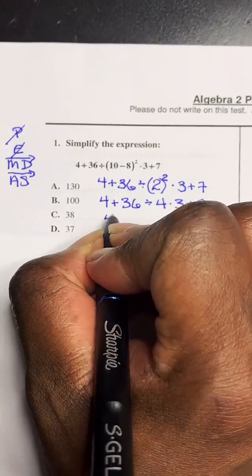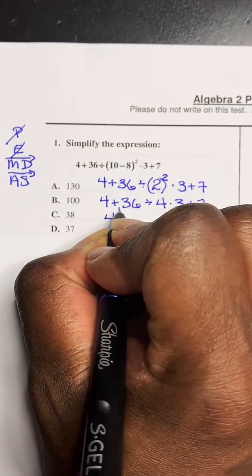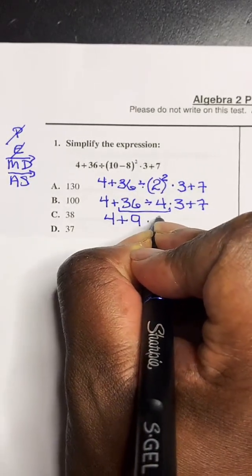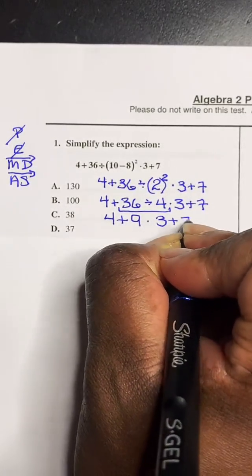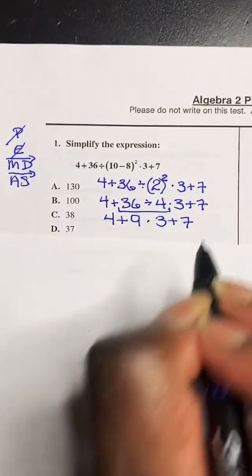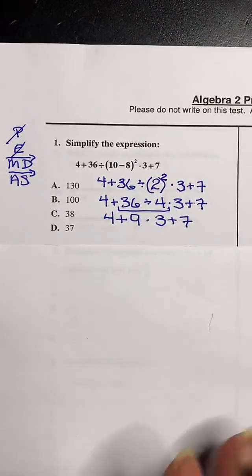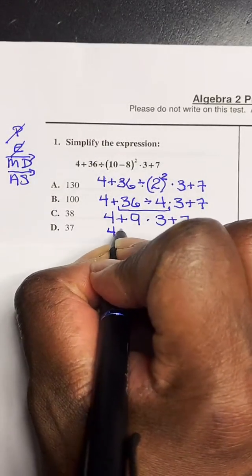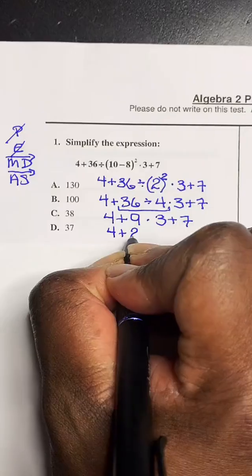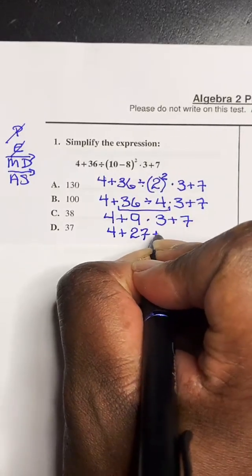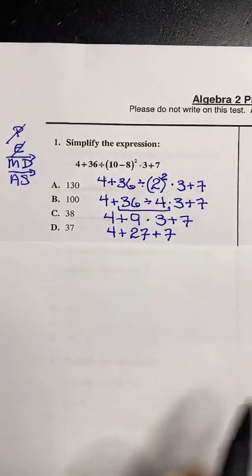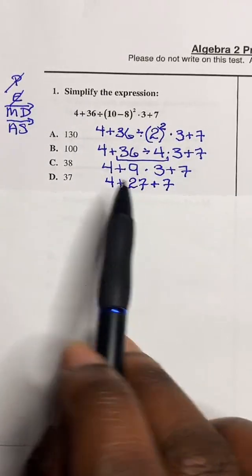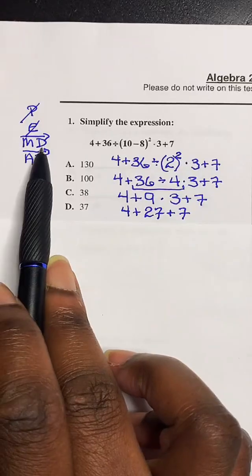So that means we have 4 plus 36 divided by 4, that gives me 9, times 3 plus 7. All right, now let's do the multiplication here. So we got 4 plus 27 plus 7. Now we're almost done. So we figured out our multiplication and division. That's all done.